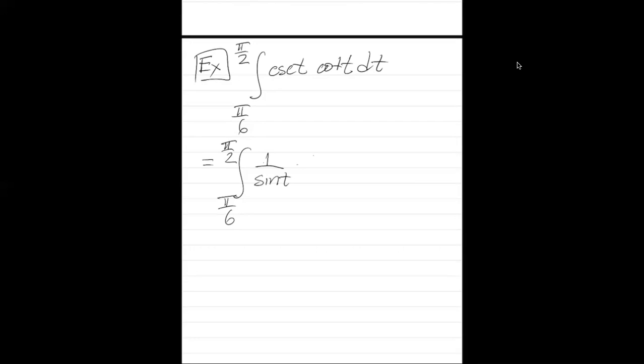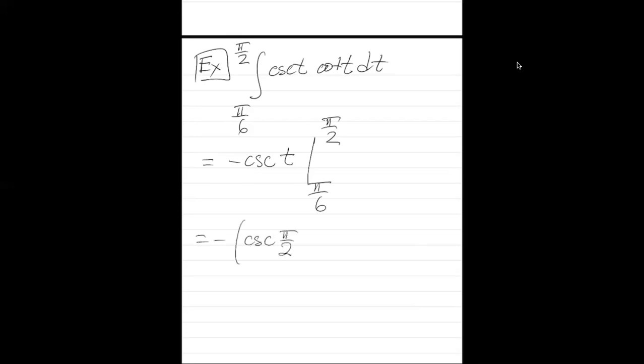oh, we didn't have to do that because we know that cosecant times cotangent has a known antiderivative. Okay, so that is negative cosecant. So we didn't have to do this. Cosecant of t. Evaluate this from pi over 6 to pi over 2. And then we evaluate this. So that is negative cosecant of pi over 2 minus cosecant of pi over 6.